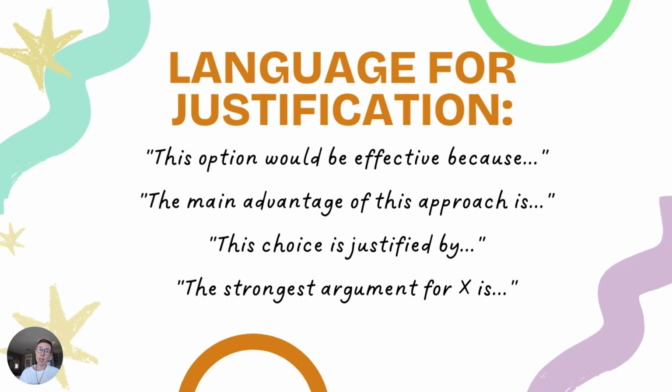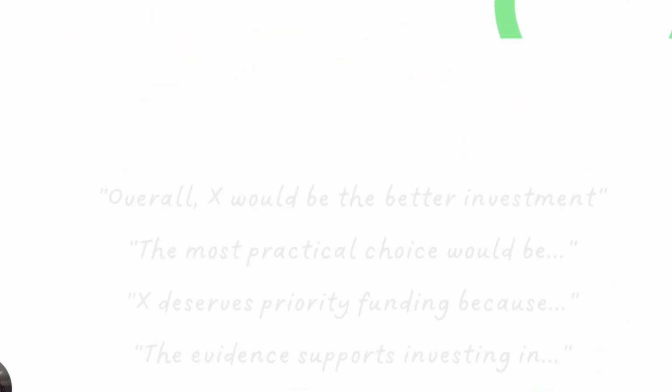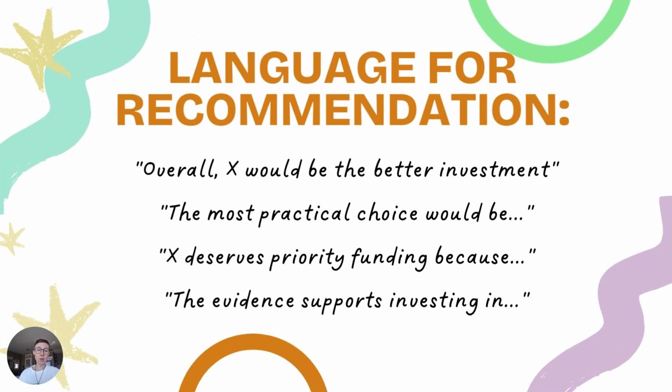Language for justification. This option would be effective because the main advantage of this approach is this choice is justified by the strongest argument for sports centres is. And what about for recommendations? Overall, sports centres would be the better investment. The most practical choice would be sports centres deserve priority funding because the evidence supports investing in.